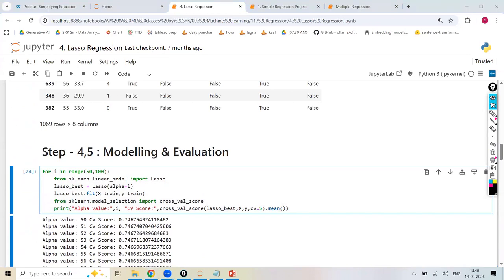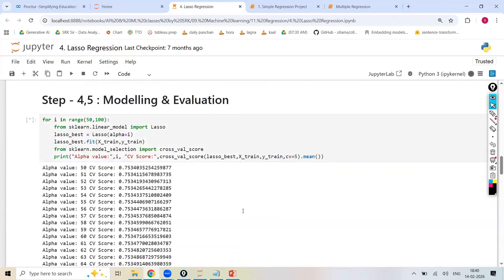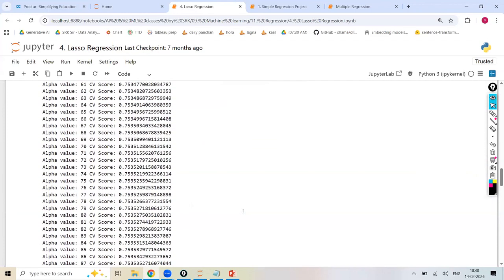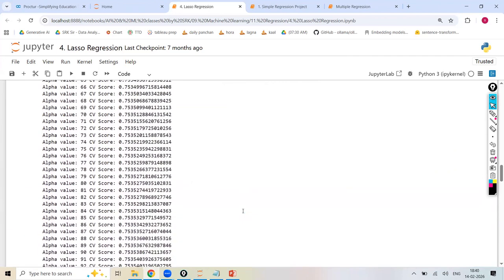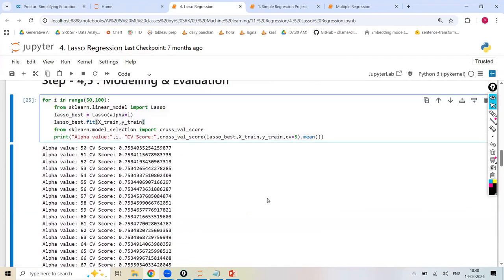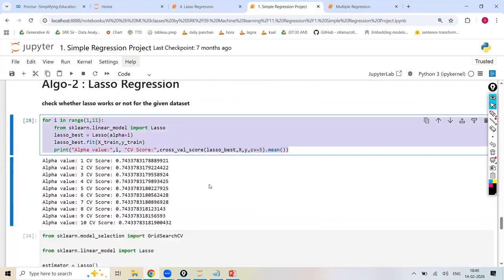Yes, Dhanunjay, can we append all these values into a list of CV scores and take the maximum? Absolutely. I'm just trying to show this as an example. Whenever you find a constant value, there will be no use of the alpha. That is the point.